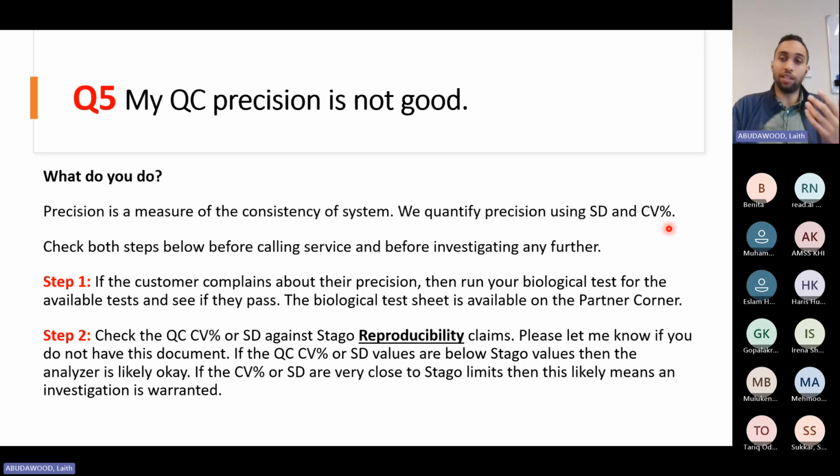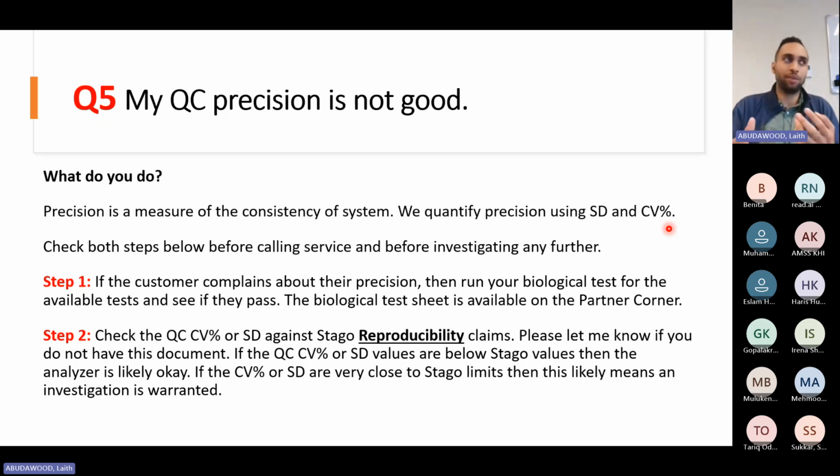There is a number, SD. Is the SD below the manufacturer claim? Is the CV below the manufacturer claim? That's it, I'm precise. Is my SD and CV above the manufacturer claim? That's it, I have a problem with the precision. So feeling doesn't really have a place with precision.